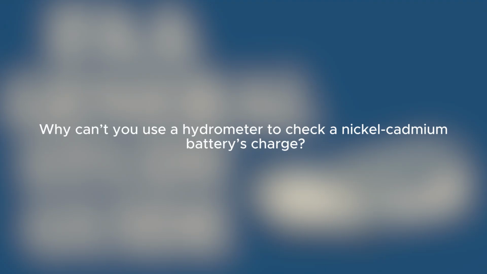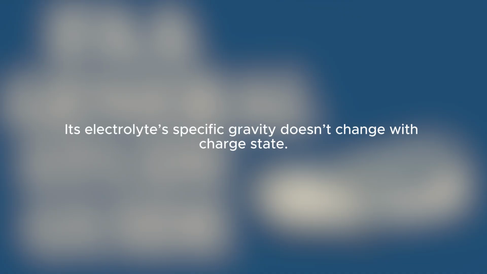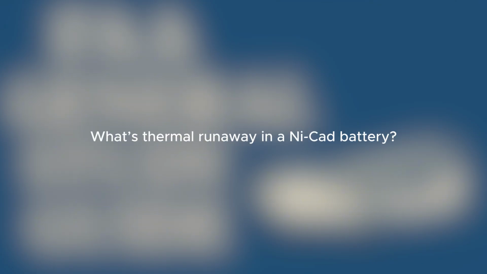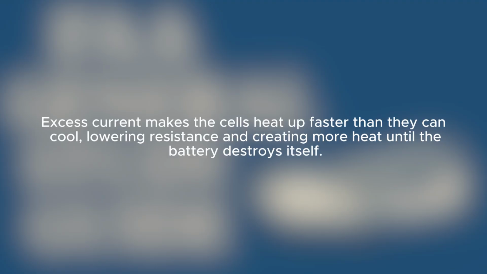Why can't you use a hydrometer to check a nickel cadmium battery's charge? Its electrolyte's specific gravity doesn't change with charge state. What's thermal runaway in a NiCad battery? Excess current makes the cells heat up faster than they can cool, lowering resistance and creating more heat until the battery destroys itself.